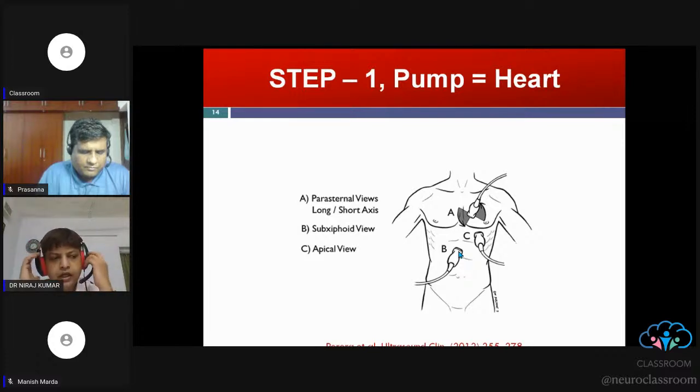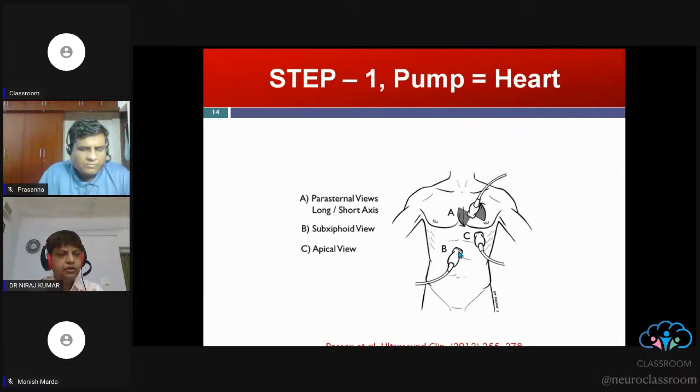Remember, we are doing basic, focused echocardiography. First of all, we are not doing comprehensive or advanced echocardiography. We have certain clinical questions in our mind: whether the heart is beating or not, whether there is evidence of pericardial effusion or tamponade, and third, what the contractility status of the heart is, that means whether there is any cardiogenic shock.